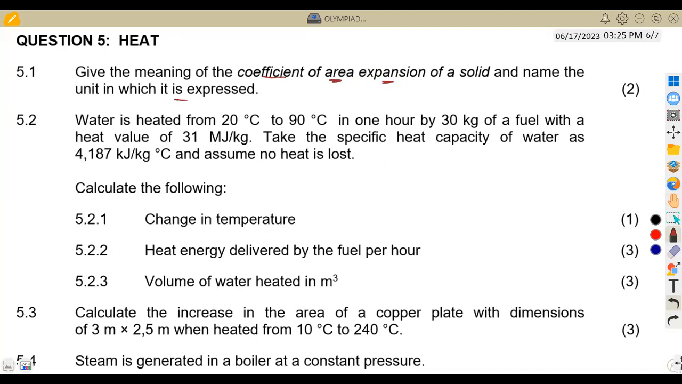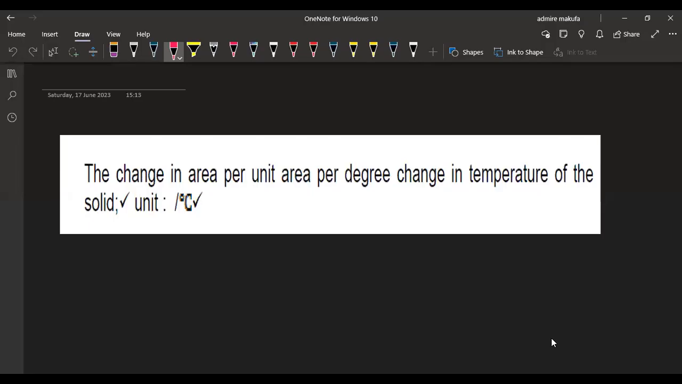All right, so the coefficient of area expansion can be given as the change in area per unit area, per degree change in temperature of the solid. Then the unit is per degree Celsius. So whatever you are going to have, it's per degree Celsius. That is the unit that we are going to have. So that is what we're given in the first part of our question.